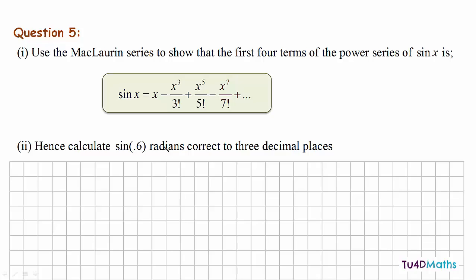So here's a question that you could try. Use the Maclaurin series to show that the first 4 terms of the power series of sin x is given by the following expression, and hence calculate sine of 0.6 radians correct to 3 decimal places.